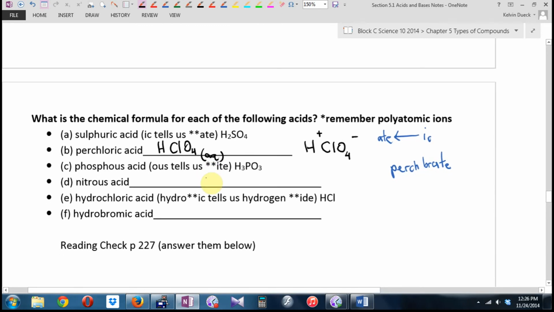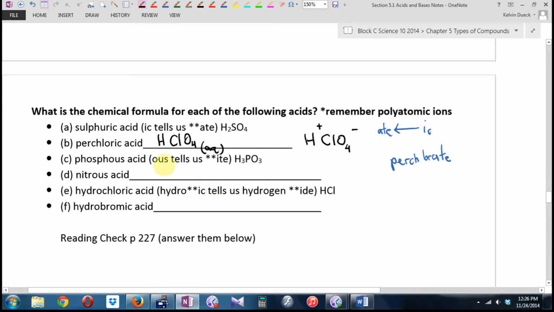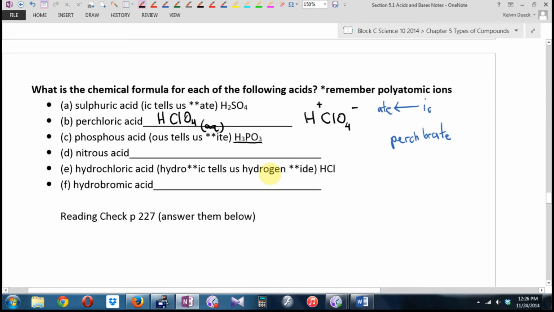Phosphorus acid, I think it's supposed to be phosphorus acid, and I think I was typing too fast. Anyways, OUS tells us it used to be ITE, so it's going to be hydrogen phosphite. No, I guess it would be phosphorus, because phosphite doesn't have an OR in it. So you ready? Nitrous acid, it ends in OUS.